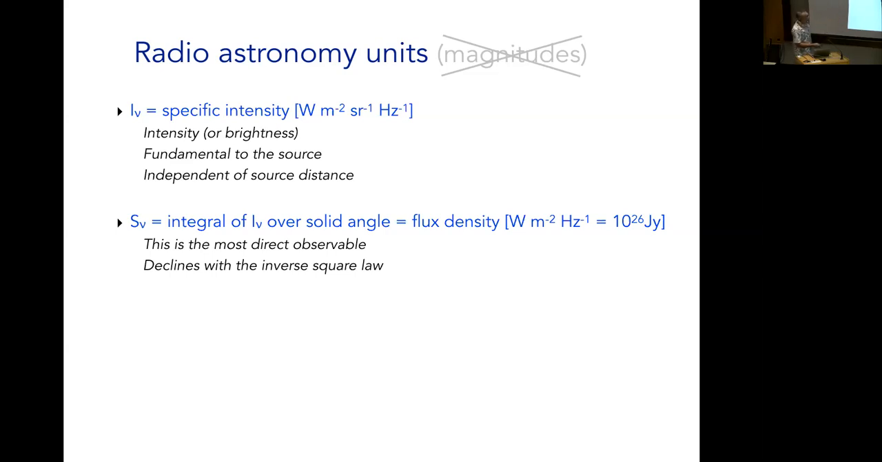So that's the flux density, and the units are watts per meter squared per hertz, or if you like CGS, ergs per second per centimeter squared per hertz. In SI units, watts per meter squared per hertz is 10 to the 26 Janskys. Okay, that's our fundamental unit. The flux density is what we actually measure, and that will decline with the inverse square law, unlike the specific intensity, because d omega is basically the area divided by d squared. So that's our flux density.